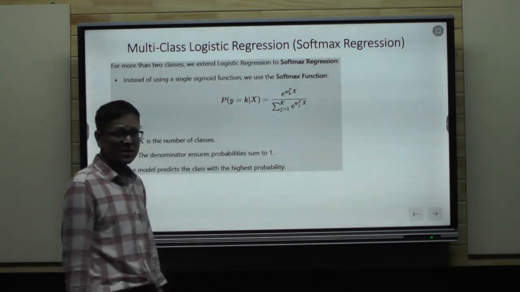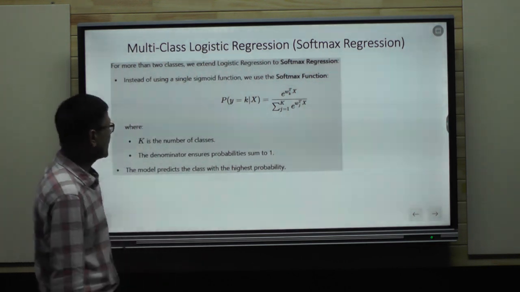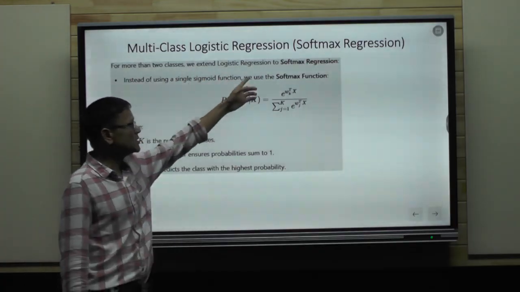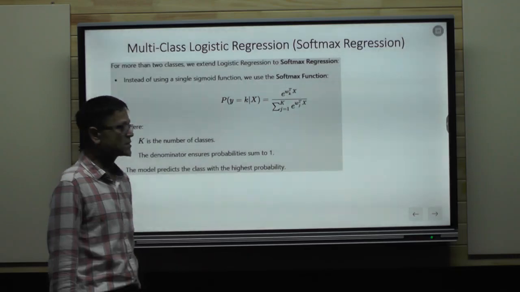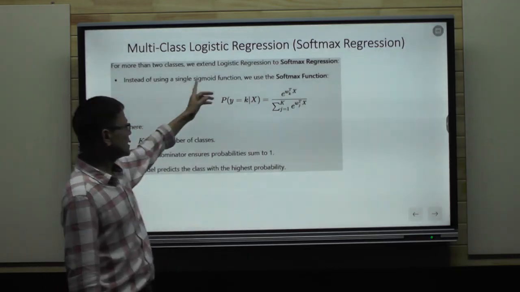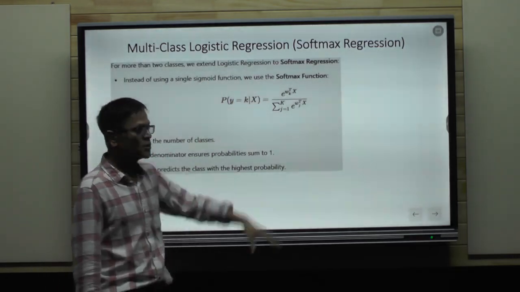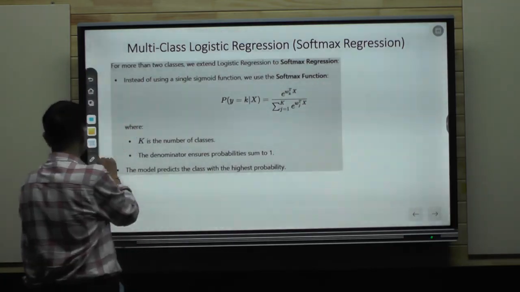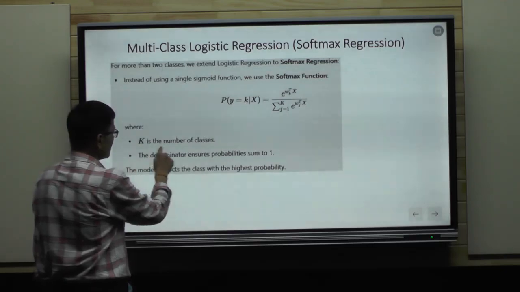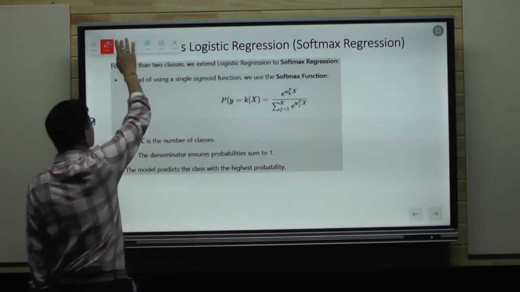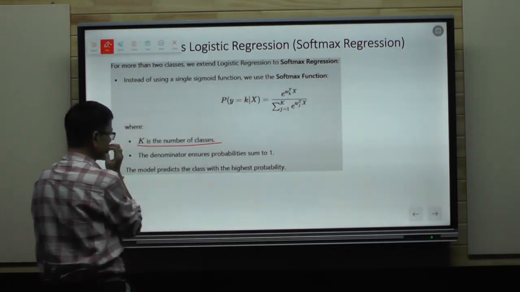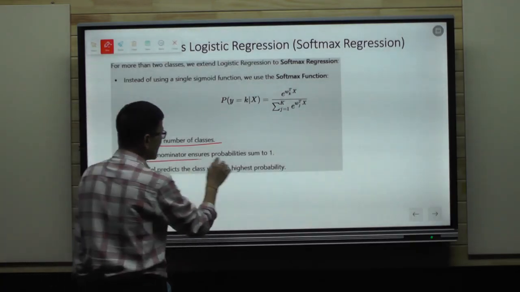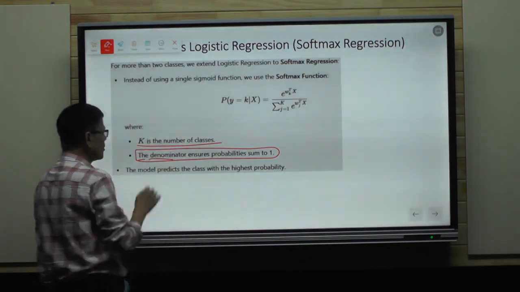Now for multi-class logistic regression, for more than 2 classes we extend logistic regression to softmax. So instead of using a single sigmoid function, we use the softmax function, where k is the number of classes, and the denominator ensures that the probabilities sum to 1.